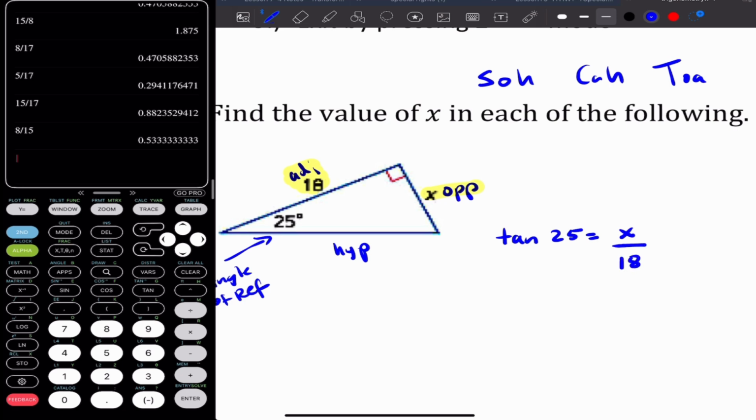Okay, so don't write the O over A. You're just going to confuse yourself. I guarantee you that. You're going to have tangent of 25 is equal to x over 18. This is an equation where I'm going to solve for x. How do I get x by itself? That's what I'm trying to do.